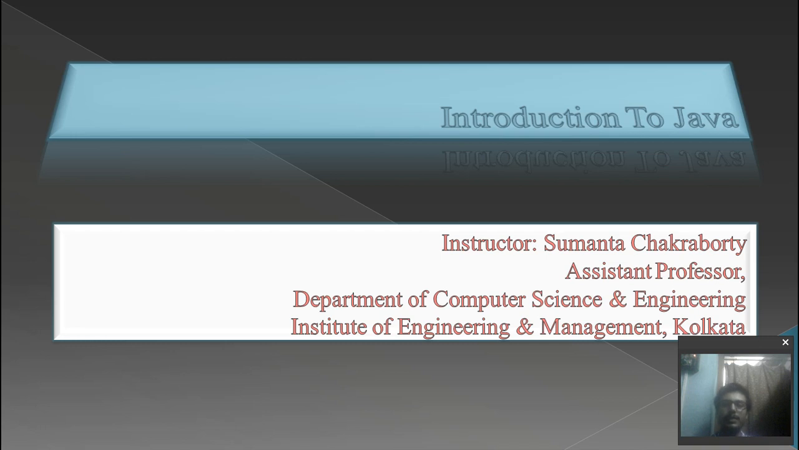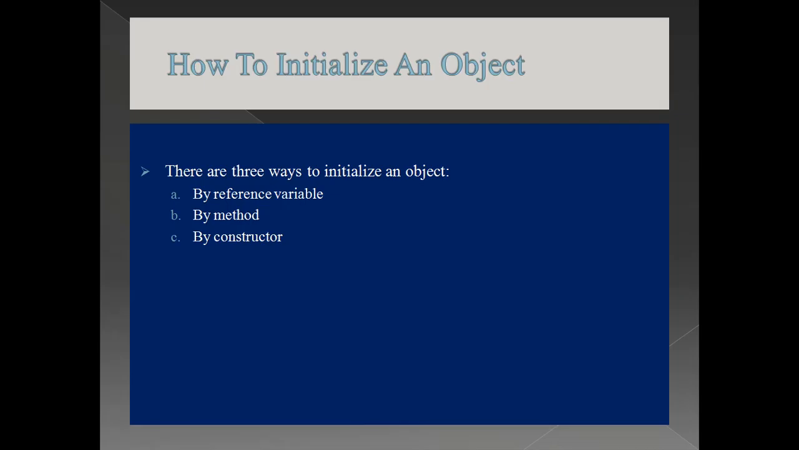Hello friends, in this video we will discuss creating objects in Java. There are three ways to initialize an object: by reference variable, by method, and by constructor. I'll show them one by one.